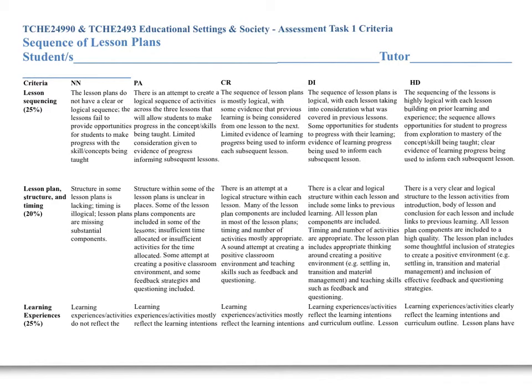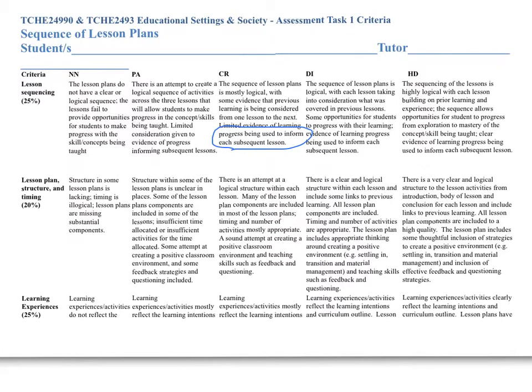So when it comes to scoring this particular lesson plan, or these sections of the lesson plan so far, I was having to score him down here with limited evidence of learning progress being used to form each subsequent lesson, which killed me because I know that he actually did that in practice. I scored him fairly highly for the rest of that particular criteria because the sequence of the lesson was indeed highly logical. I also scored him up here.